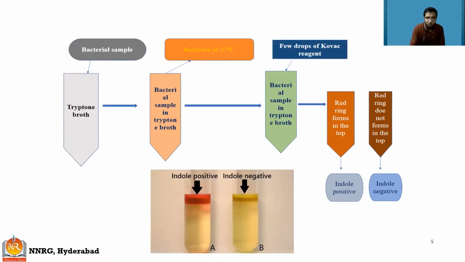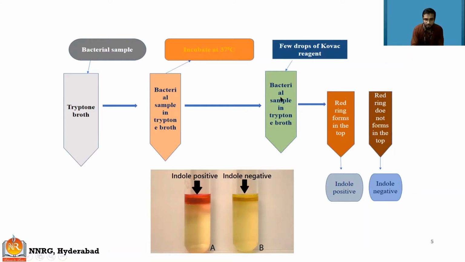Okay, and then it is incubated at 37 degrees centigrade. When the bacterial sample is added to tryptophan broth, it will be an inoculum that is kept in an incubator at 37 degrees centigrade for around 24 to 48 hours. After that, a few drops of Kovac reagent are added. The main component of this technique is Kovac reagent. That reagent contains para-dimethylaminobenzaldehyde.